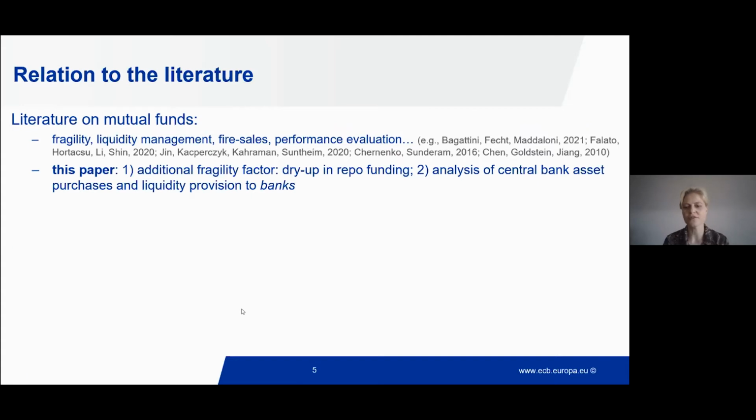How do we relate to the extant literature? Well, the first strand of literature we relate to is the literature on mutual funds, which is a very large literature. The way we add to this literature, we think, is we highlight this additional fragility factor, which is a dry up in the repo funding that funds faced in March 2020. And secondly, we analyze central bank interventions, both asset purchases and liquidity provision to banks, and whether those helped mutual funds facing a large liquidity crisis.